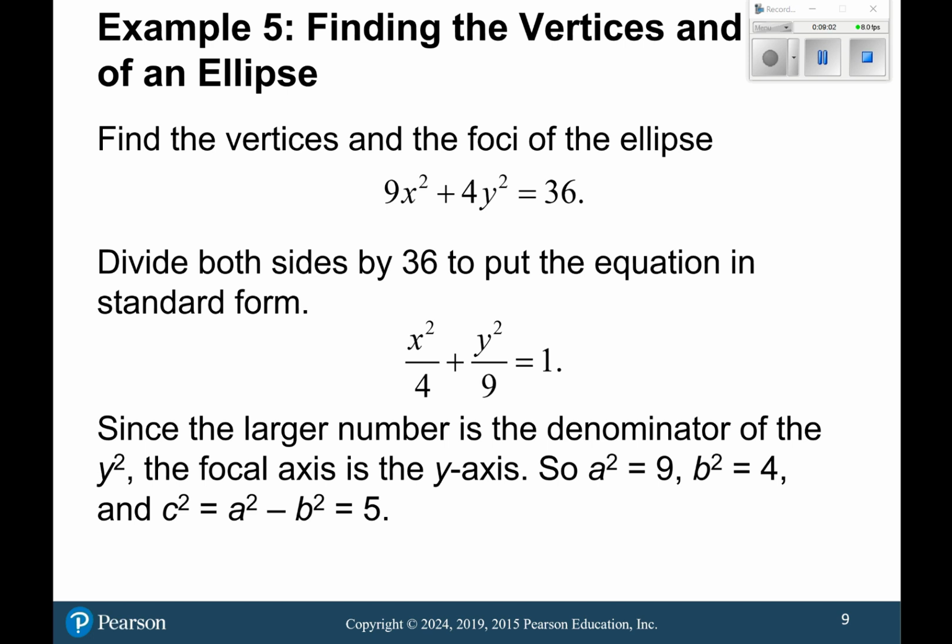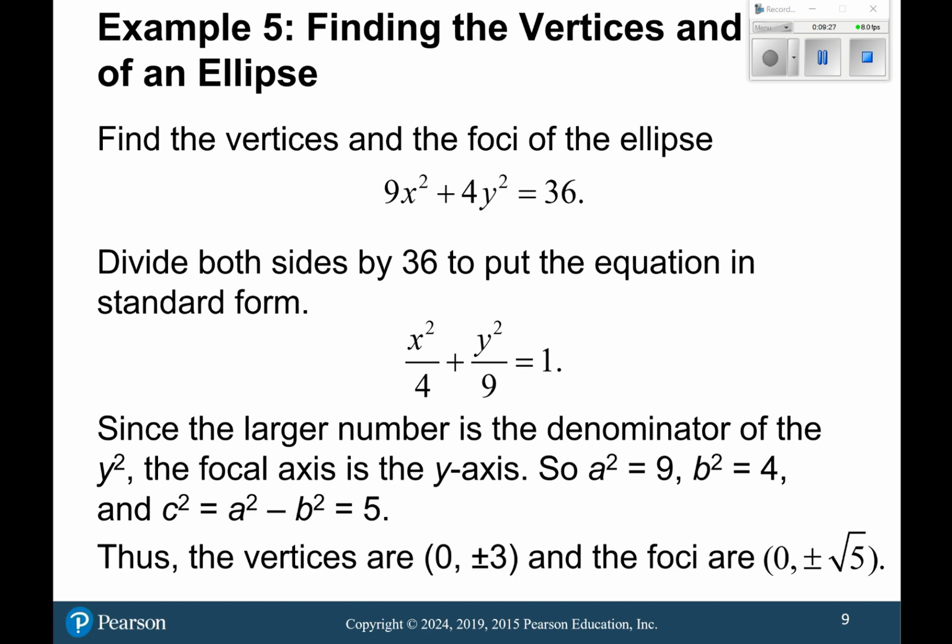Notice, again, the bigger number is underneath the y. So the focal axis is the y-axis in this case. 9 minus 4 is 5. C squared is equal to 5. Again, you're just going to always take the bigger number minus the smaller number, and then we're going to take the square root to find the value for C.